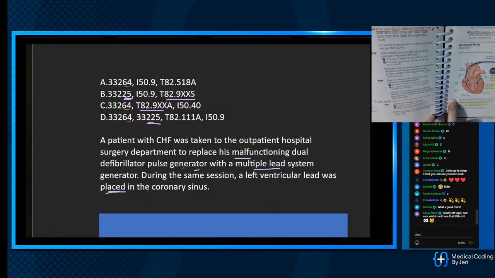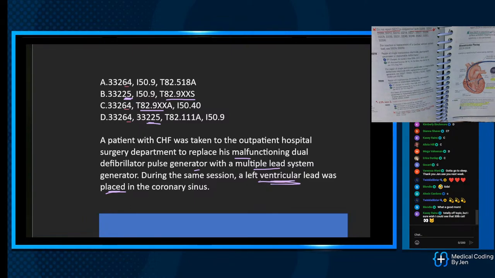33225 is an add-on code for inserting a pacing electrode. And it does say ventricle pacing, which this does say ventricle. So maybe we did do two procedures. Sorry, I'm sitting here doing the question. I've never done these before, so I'm not letting y'all do them. I'm sitting here doing them with you, but I think we are D. What do you guys think? It's unusual to have two CPT codes be the answer for AAPC, but I think we did do two procedures. What do you guys think?